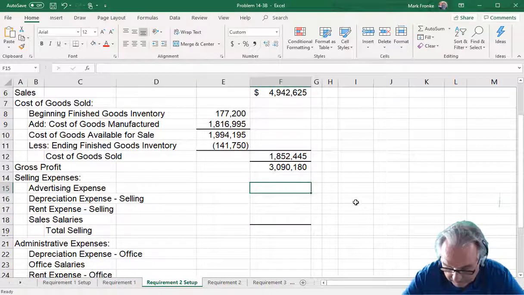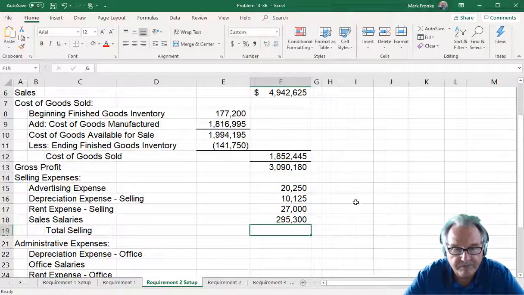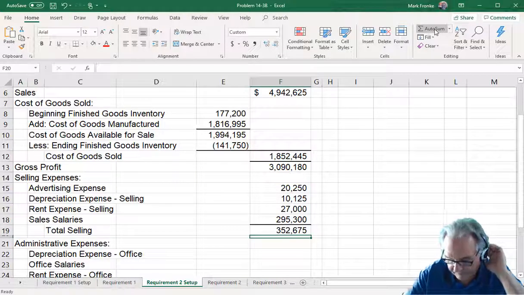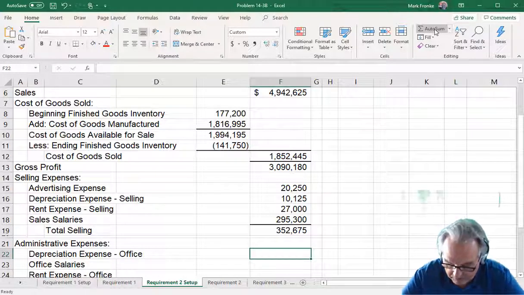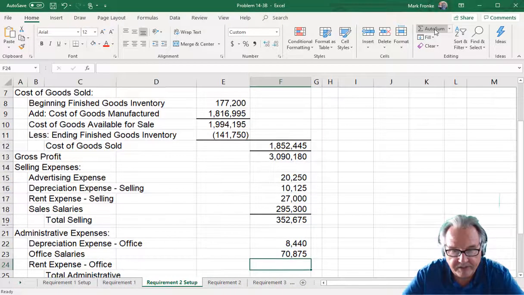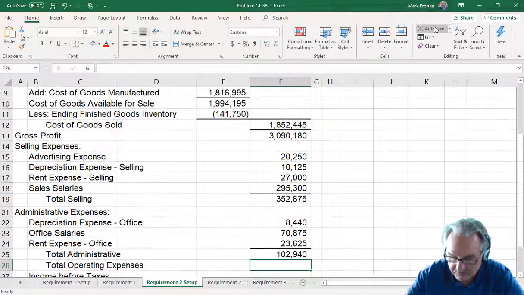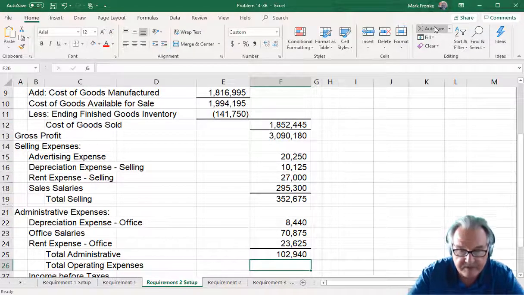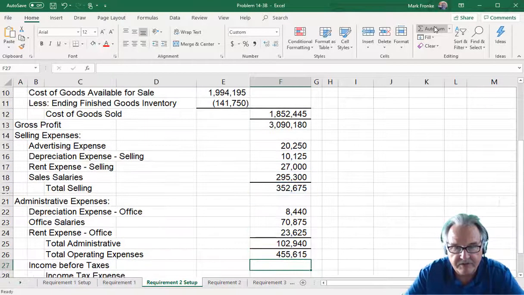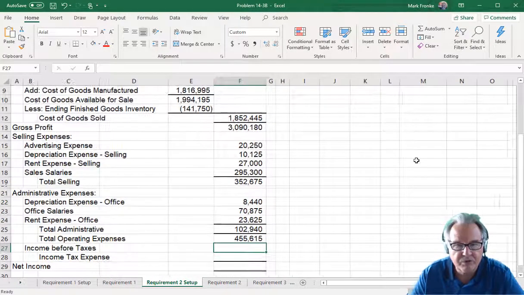And now we have our selling expenses. We have advertising, $20,250. Depreciation, $10,125. Rent, $27,000. Sales salaries, $295,300. Total selling expense, $352,675. Administrative expenses, we have depreciation, $84,440. Office salaries, $70,875. Rent expense, $23,625. So my total administrative is $102,940, which means that total operating expense, which is the selling plus the administrative, is $455,615.